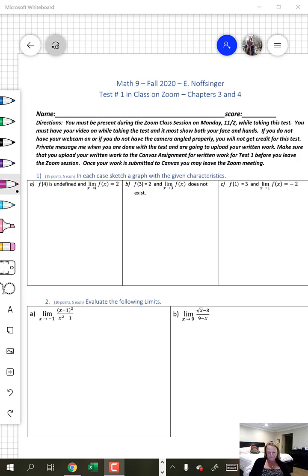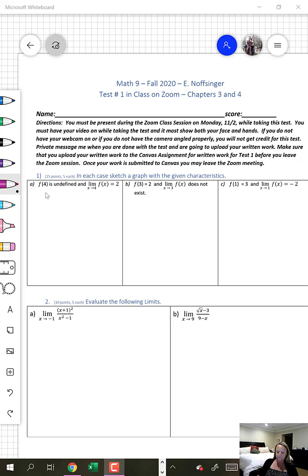This week you finished your first exam in class, and so you're going to take a moment and grade your exam. Each problem is worth 5 points. If it has multiple parts, then each part is worth 5 points. Go ahead and give yourself 5 points if you got the problem correct and you showed your work and it's easy to follow. So the first problem, in each case, sketch a graph with the given characteristics.